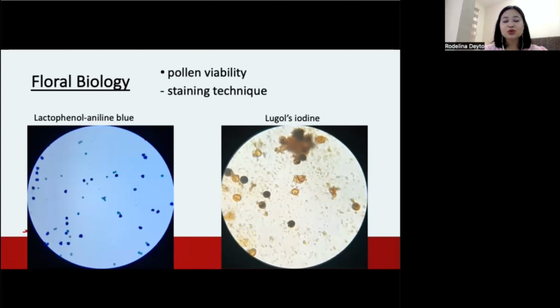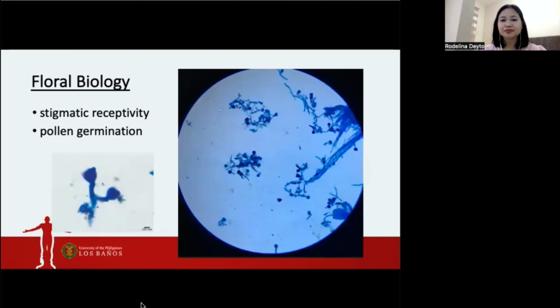The pollen grains were collected every hour from 6 to 12 noon to test their viability. Then the percent viability is computed by dividing the number of viable pollen by the total number of pollen, multiplied by 100. So you just have to count the number of darkly stained pollen, then divide by the total number of pollen grains, multiplied by 100.